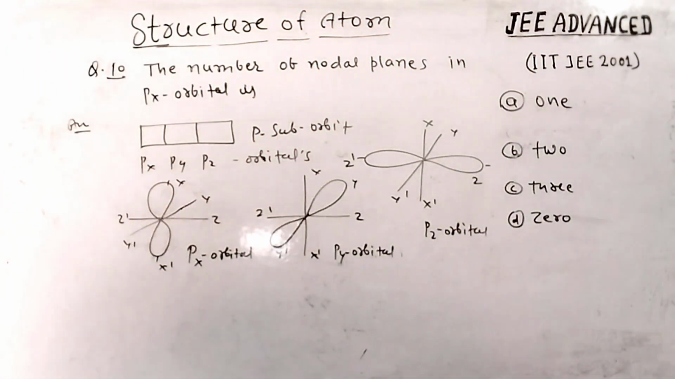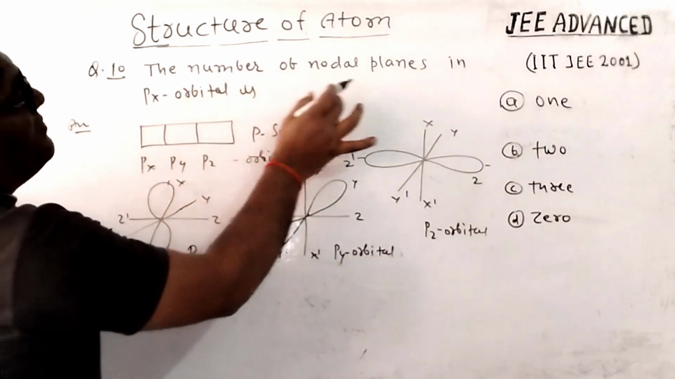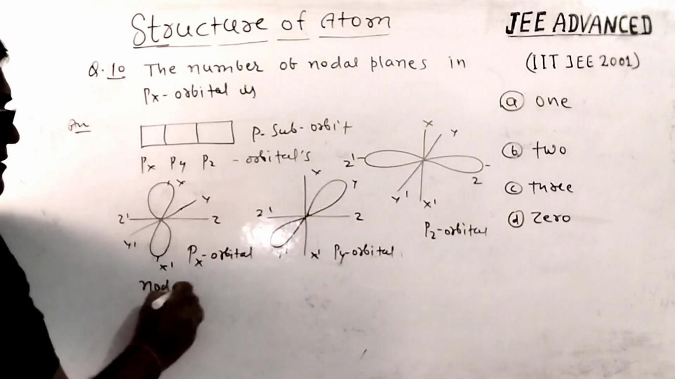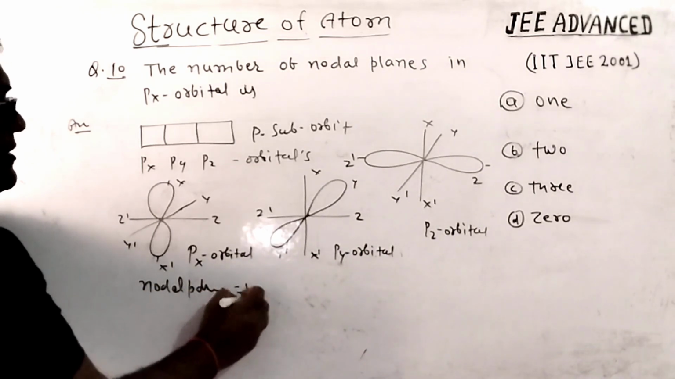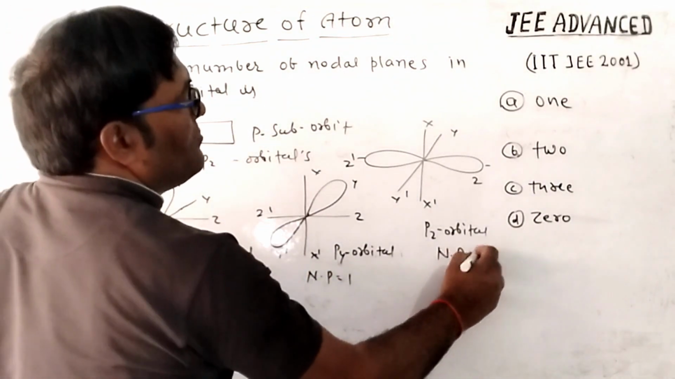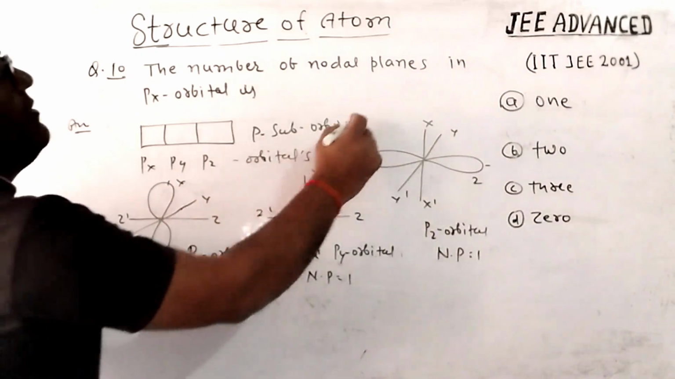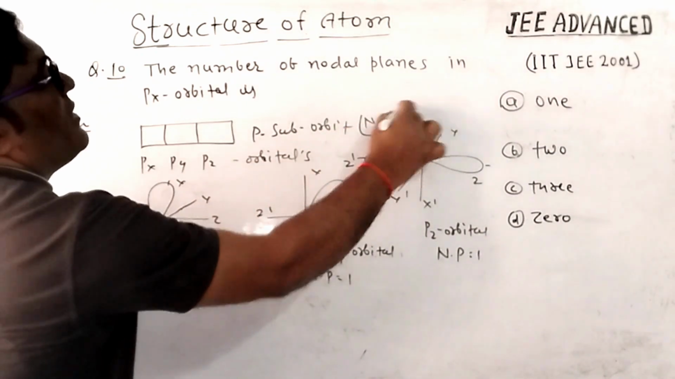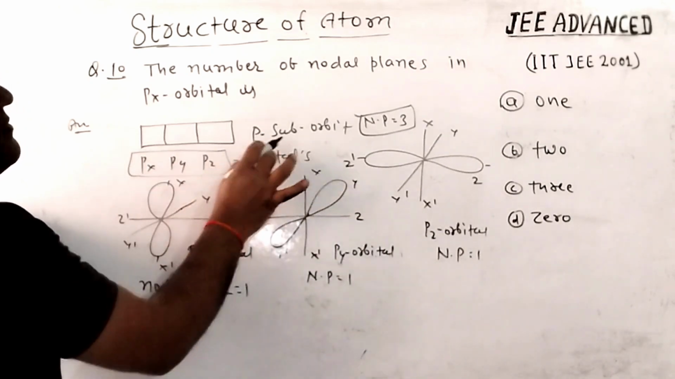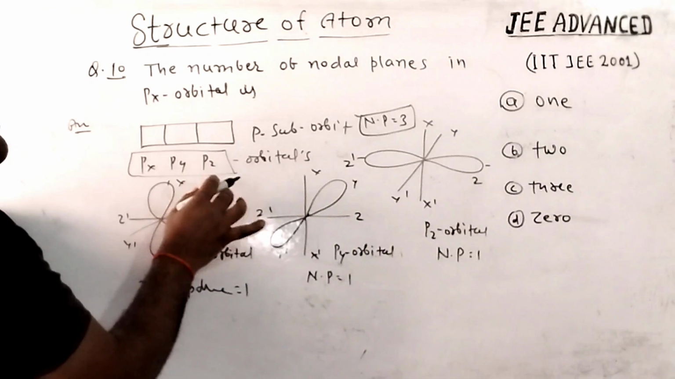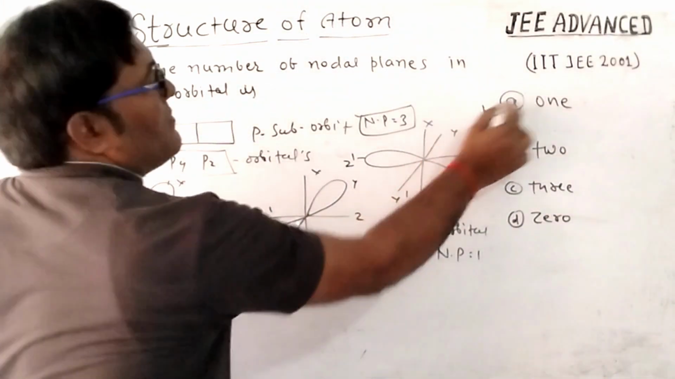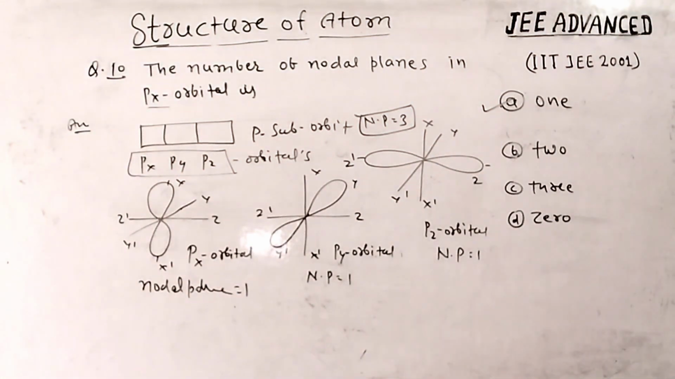Now according to question, the number of total nodal planes in px, only for px, nodal plane is 1. Here nodal plane is also 1. Here nodal plane is also 1. So total nodal planes in p is equal to 3. Total nodal planes for p suborbit, 1 plus 1 plus 1, 3. But in case of px, only one nodal plane. So option 1 is correct. You can take the screenshot now.